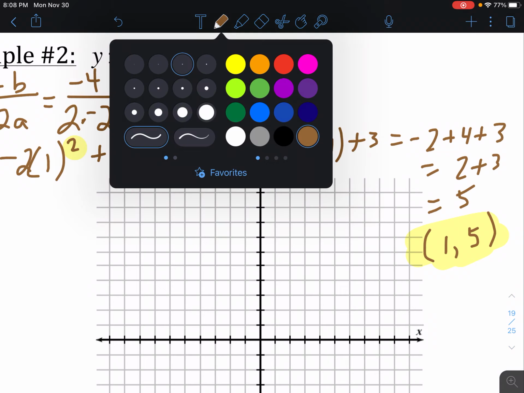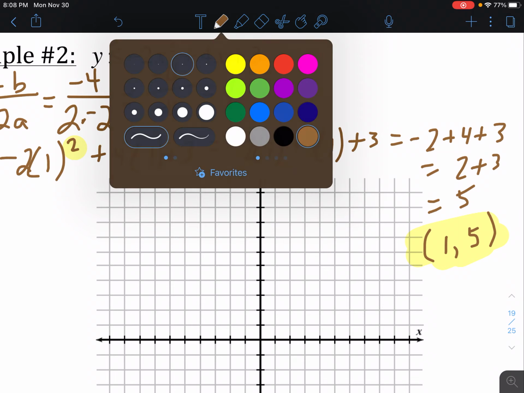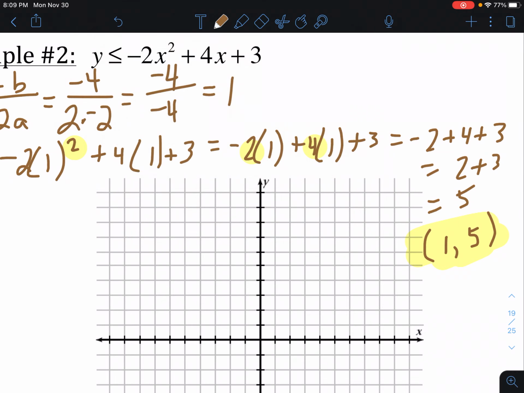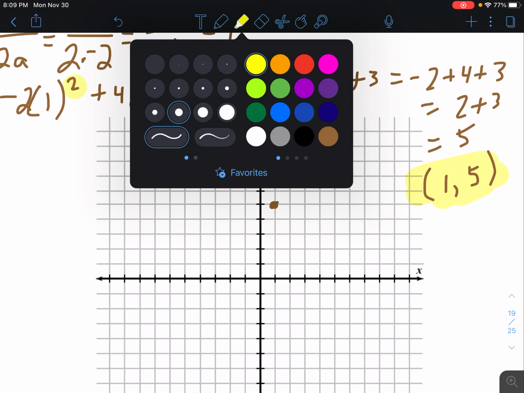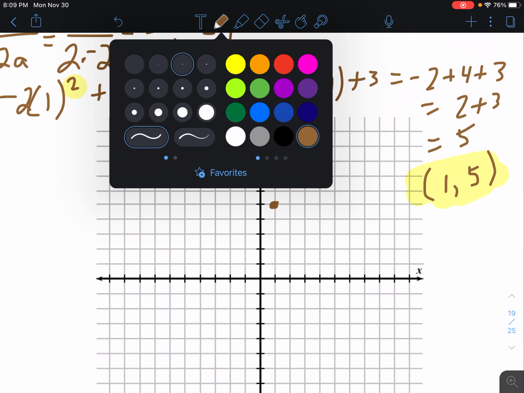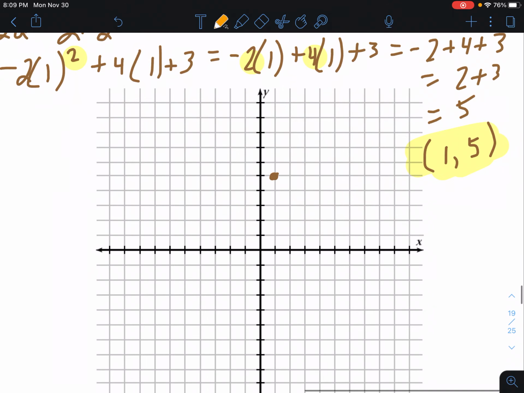All right, so let's plot that vertex. We got 1, 5 right here. I'm going to draw my axis of symmetry. So that axis of symmetry goes through the vertex all the way up and down.